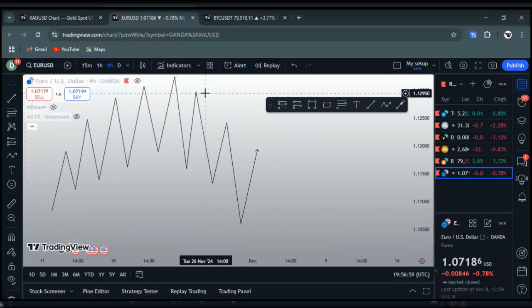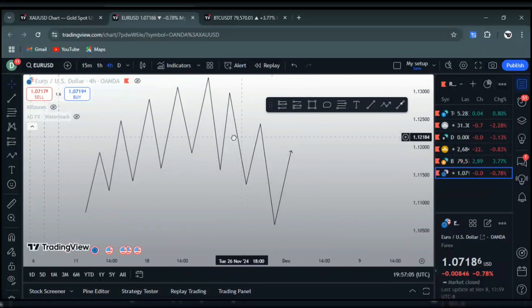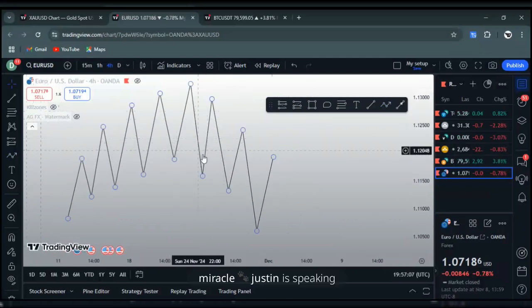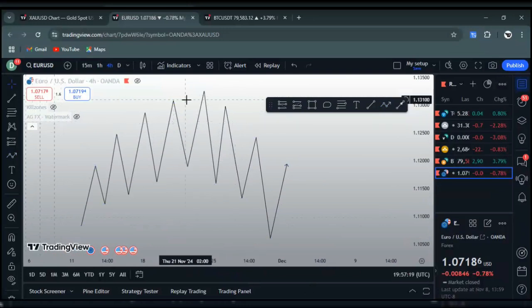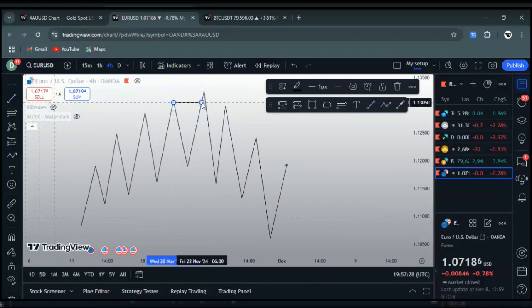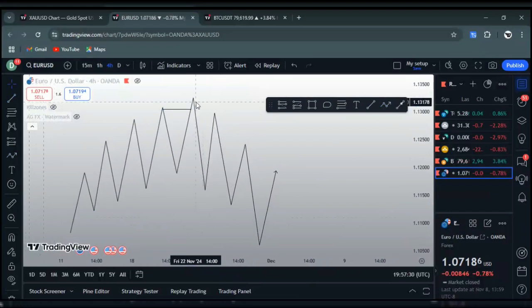So the next thing I'm going to be talking about is, since we've known what is change of character. For it to be a valid change of character, that higher high must be protected, right? Yes. But for it to be a valid change of character, this high is going to be protected. This is a protected high. So we are not expecting this high to be taken out anymore.